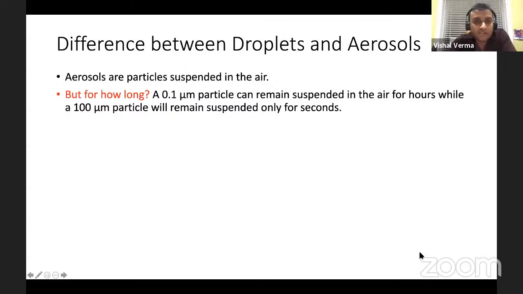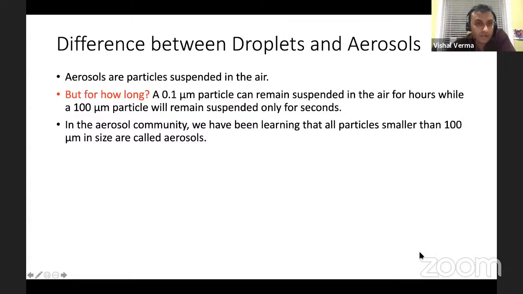But this definition is somewhat vague because for how long they are suspended in the air is not clear. For example, a 0.1 micrometer particle can remain suspended in the air for hours, but a 100 micrometer particle will remain suspended only for seconds. So in the aerosol community, the adopted definition is that any particle less than 100 micrometer in size is called an aerosol.